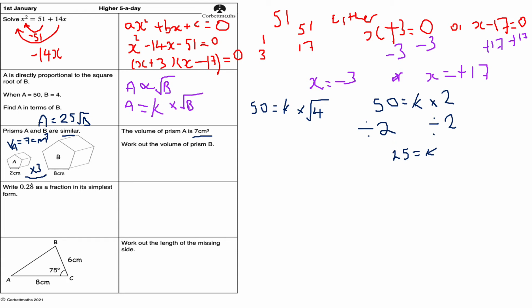Now, this is what I call my length scale factor. So the length scale factor, sorry guys about my handwriting. So the length scale factor, so that is an E, guys, and that's an L. So length scale factor, okay, is 3. So going from A to B, I'm going to times it by 3.